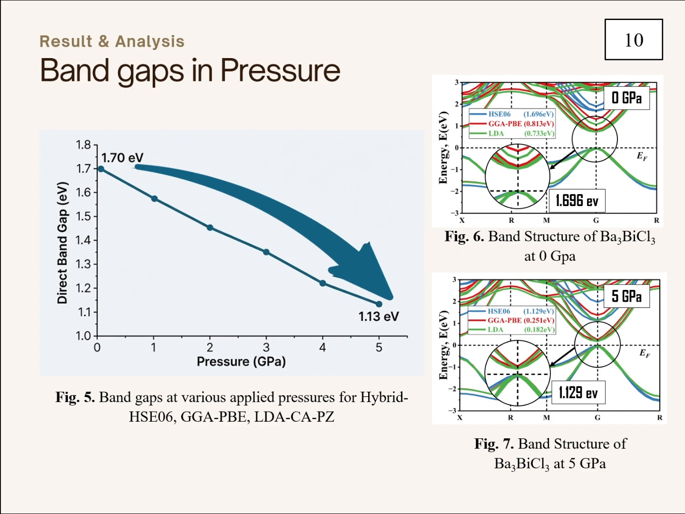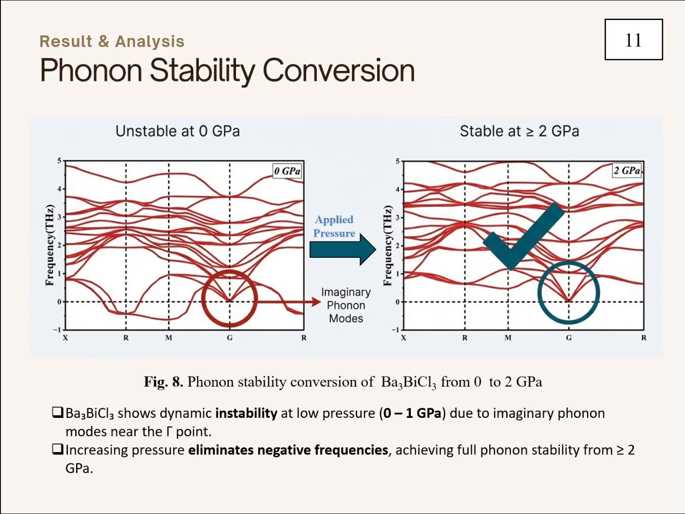The band gap between the conduction band and valence band has been reduced, and it is around 1.129 electron volt. And if we come to the phonon stability conversion, here we can see that on the left side it is unstable at 0 GPa. We can see negative frequency below the 0 frequency, which is defined as imaginary phonon, and for that imaginary phonon we cannot get a stable material.